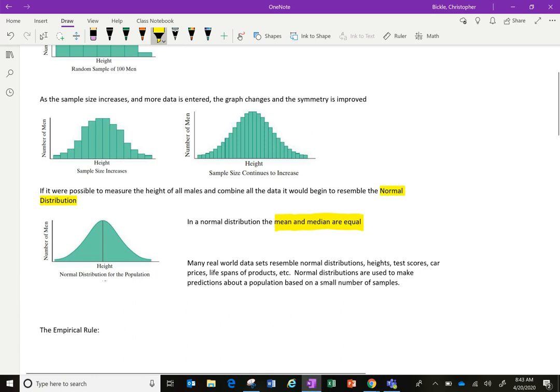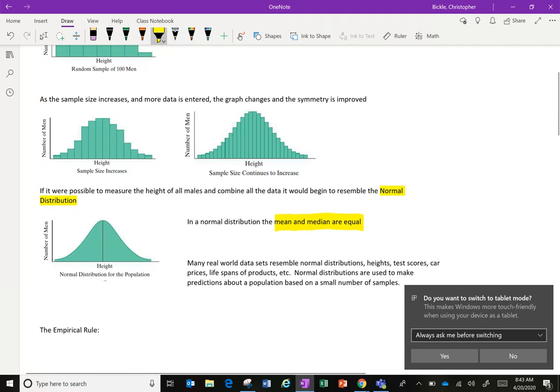If we look at heights, test scores, car prices, lifespans of products, things like that, all of those follow normal distributions. Not every data set follows a normal distribution. There's a lot of different kinds, but normal distributions happen a lot when we're looking at data. We use these to make predictions about a population based on a number of samples. So we're going to look at some of the properties of normal distributions and do some practice problems.